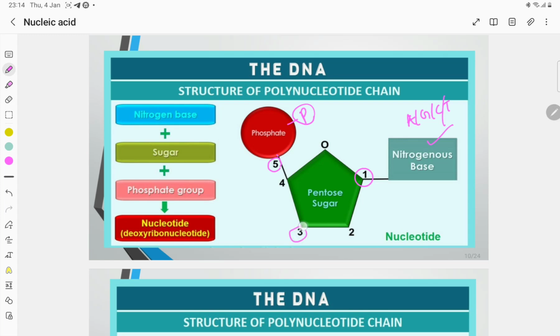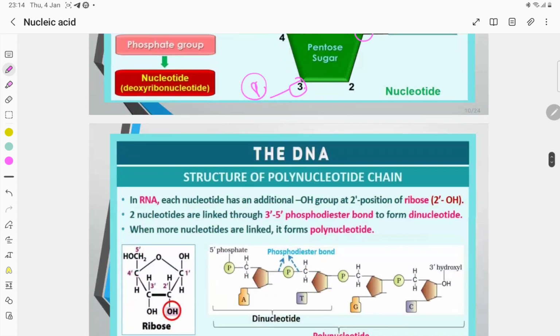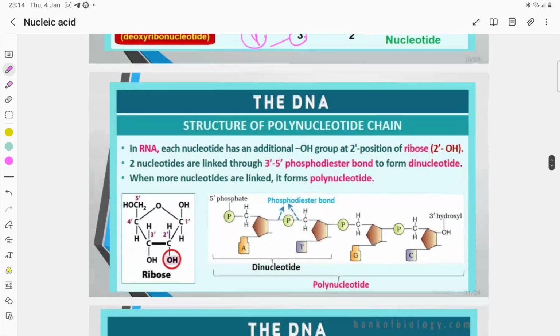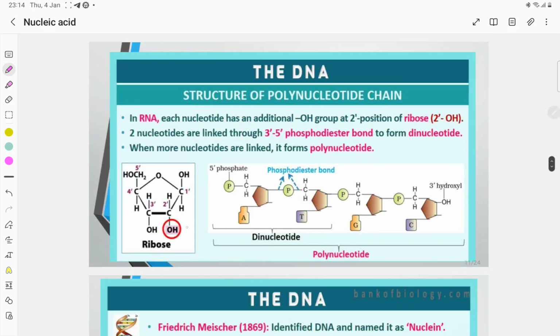Similarly, the 3 carbon also combines with the phosphate group. So generally in the pentose sugar, the 3 carbon and 5 carbon bind to the phosphate group. But now, in the DNA, what is happening? Look at the position in the RNA and the DNA.